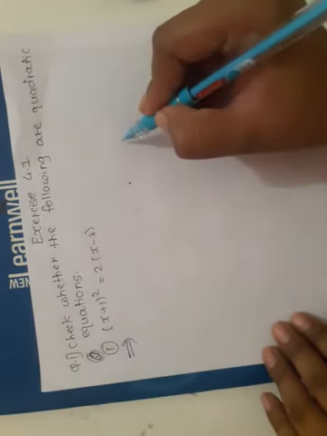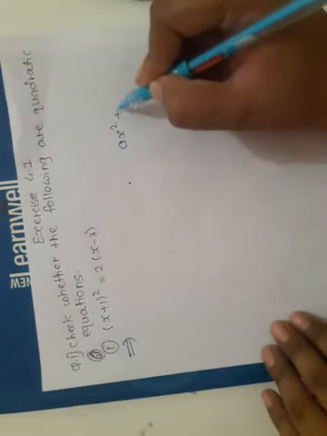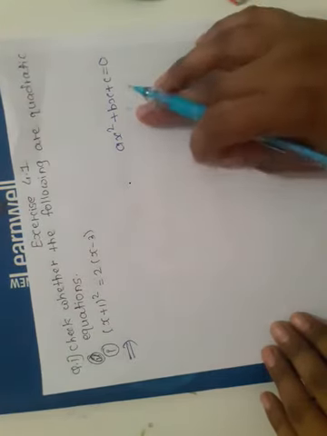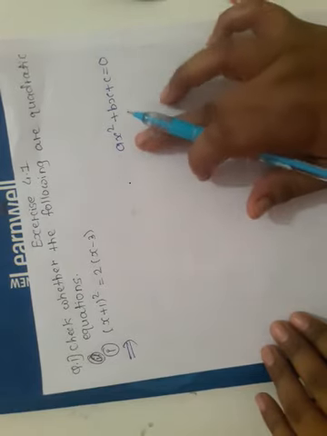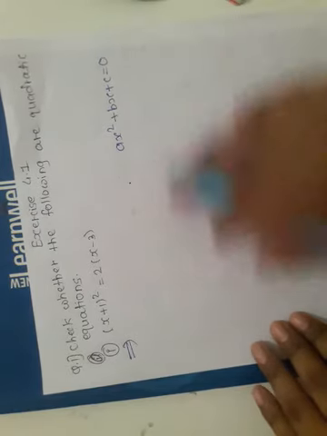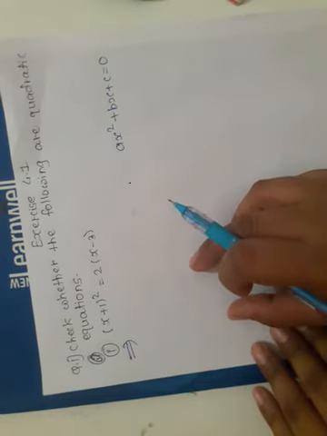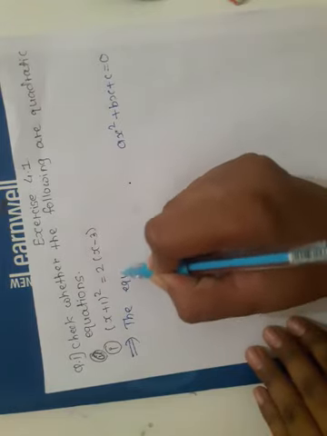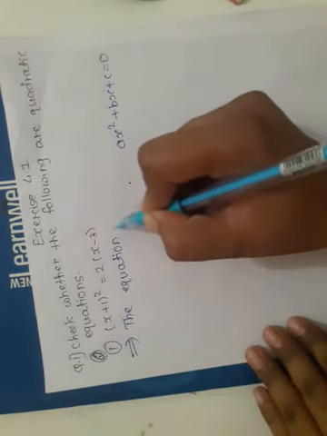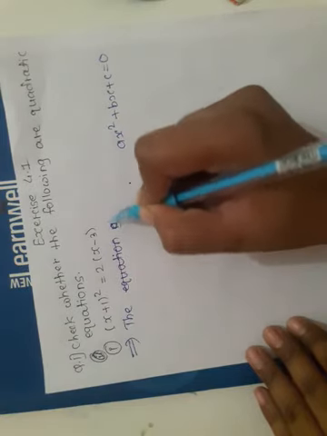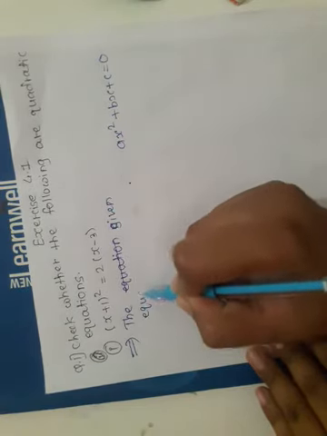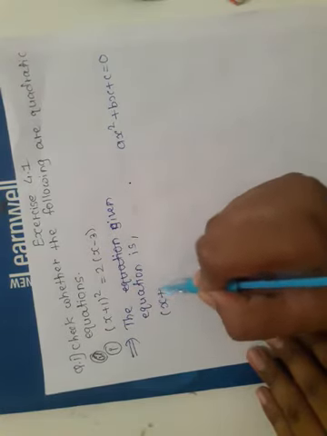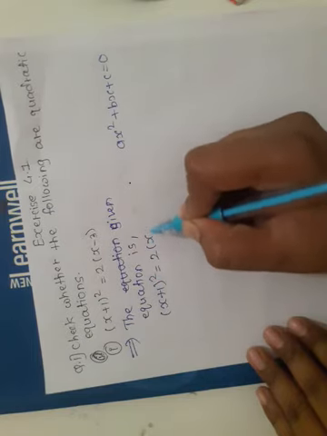We have to convert them into the general form, ax square plus bx plus c is equal to 0. So we have to convert all these examples into standard form. Before that we have to simplify these equations. First write down the given equation in the solution. The given equation is x plus 1 bracket square is equal to 2 into x minus 3.